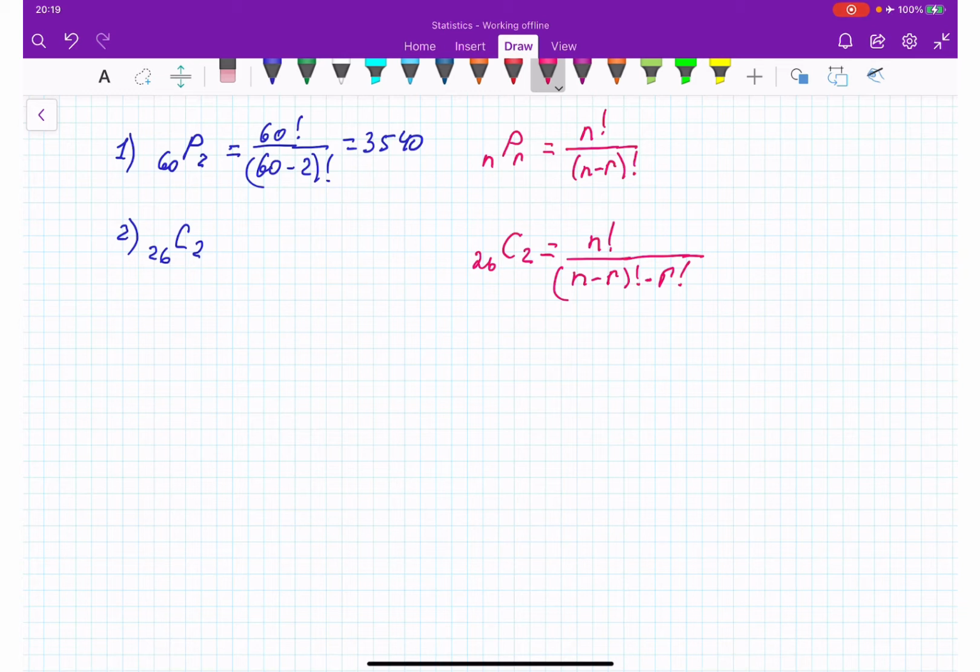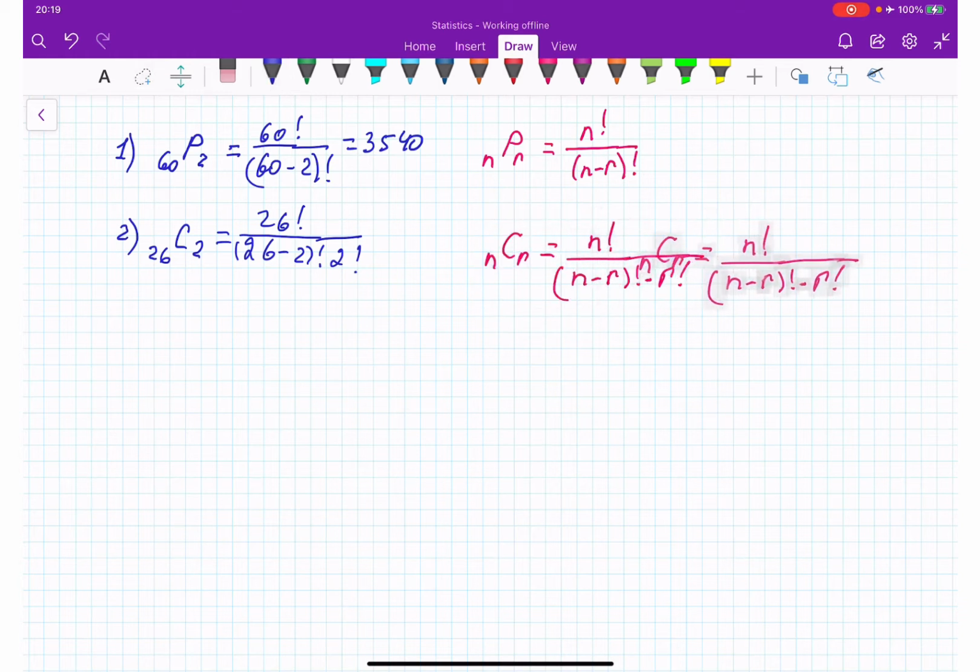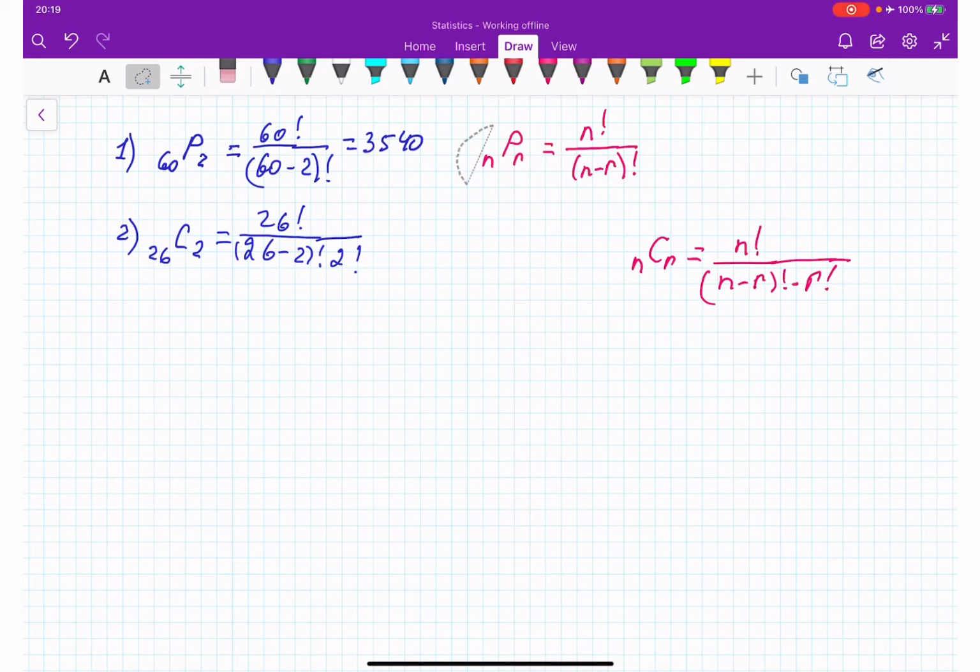So we put here R and N. Okay, I can plug the data here, so you would see 26 factorial over 26 minus 2 factorial times 2 factorial, which is going to be equal. Let me remove this one also so it will look organized.